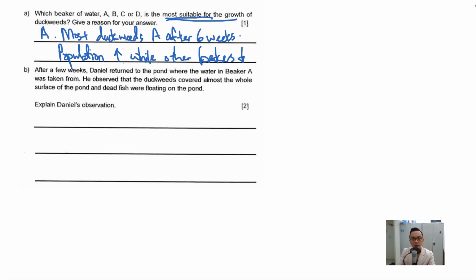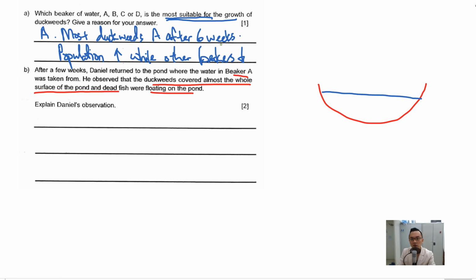All right, so after a few weeks, Daniel returned to the pond where the water in beaker A was taken from. He observed that the duckweeds covered almost the whole surface of the pond and dead fish were floating on the pond. So it will look something like this. So there's water on the pond and you have duckweed. All right, so duckweed was covering the entire surface of the pond, and you have fishes that were dead. Okay, so fishes that were dead, floating. Explain Daniel's observation. So when I say explain, you have to say why did this happen.